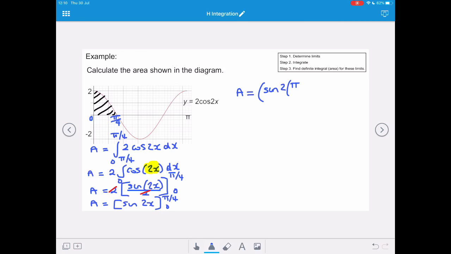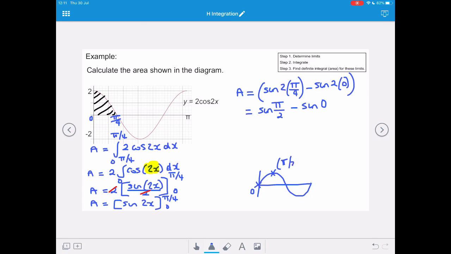So we've got sine of 2 multiplied by pi over 4 minus sine of 2 times 0. Now we need to simplify this, and that becomes sine of pi over 2 minus sine of 0. Now we can get the exact values of these terms by looking at our sine curve, and we know that sine of 0 is 0, because when x equals 0, our y value is 0, and at pi over 2, our y value would be 1, so we can substitute in 1 take away 0, and so the area shown in this diagram is 1 square unit.